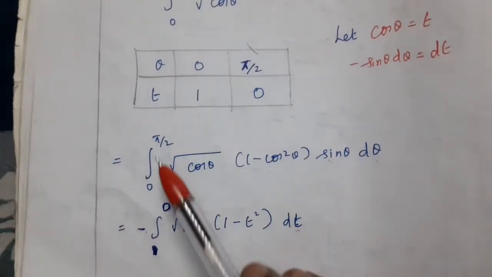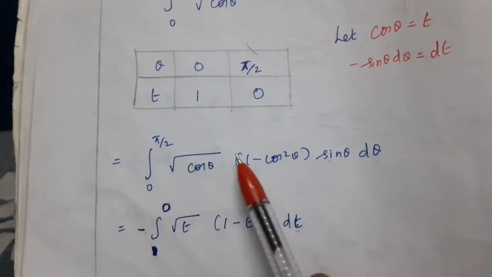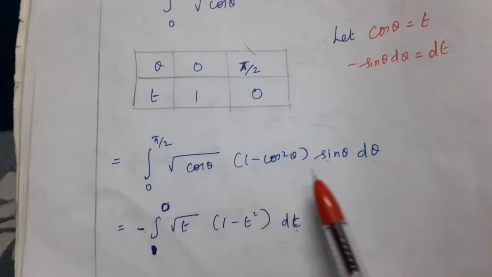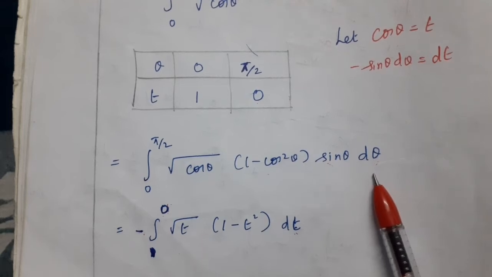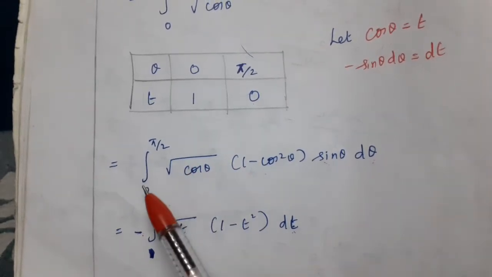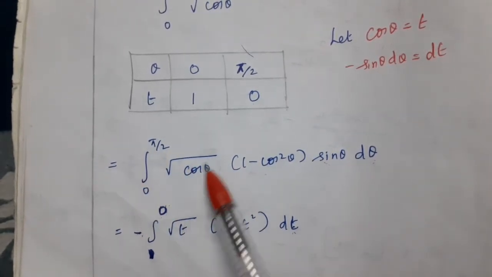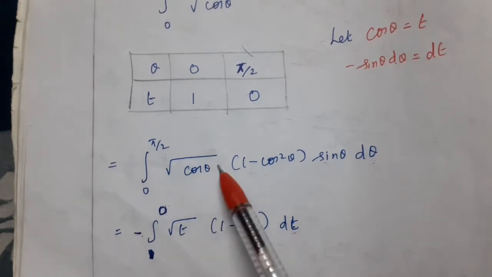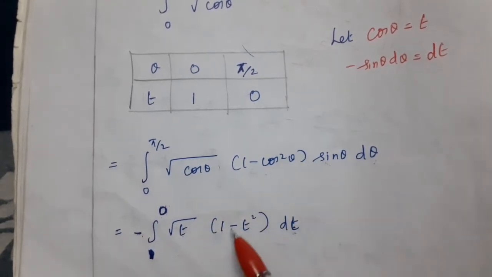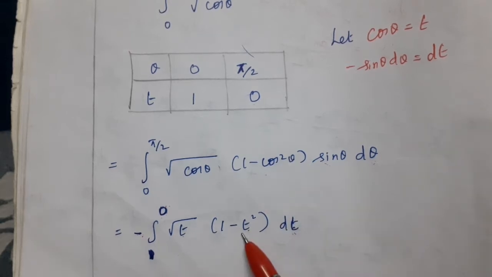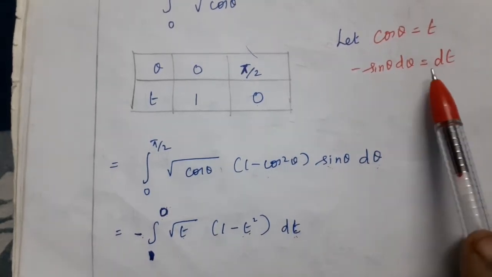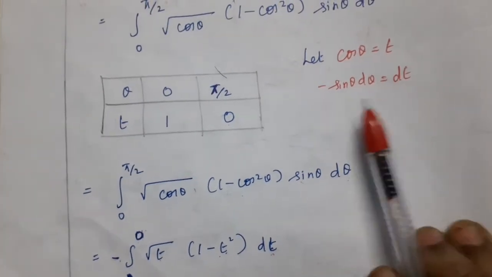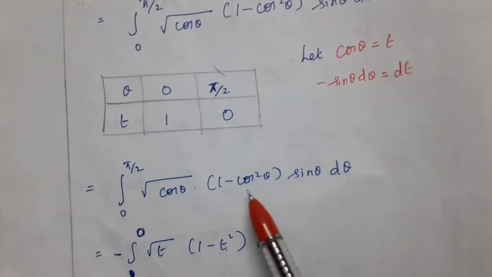Now listen, I rewrite the same question: integral from 0 to pi by 2 of root of cos theta, into 1 minus cos square theta, into sin theta. Now after rewriting, suppose cos theta is rewritten as t. Then 1 minus cos square theta is nothing but 1 minus t square. Instead of cos theta we substitute the t value. Then minus sin theta d theta is nothing but dt.